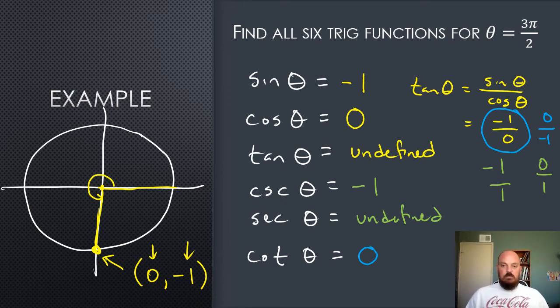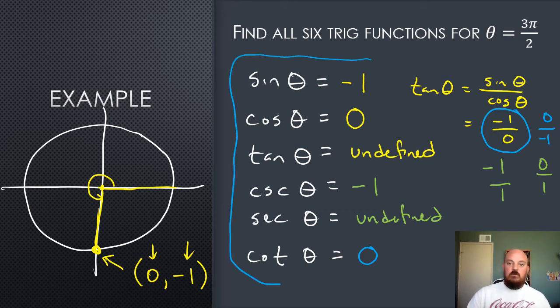And a good way to think of it, just think of 0 and undefined as reciprocals. If one trig function is 0, its reciprocal will always be undefined. And if one trig function is undefined, its reciprocal will always be 0. So that was kind of a tricky one because there were a couple undefined answers in there because of that 0. But those 6 things are our answer right there. Box it up here, all of this is our answer to the question.